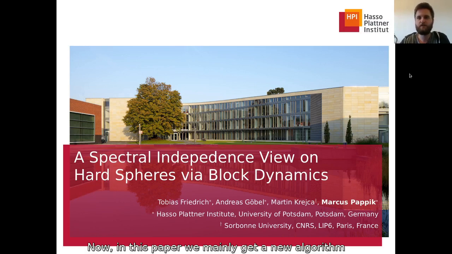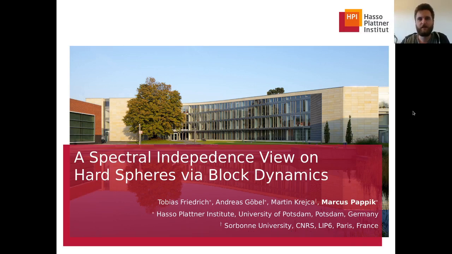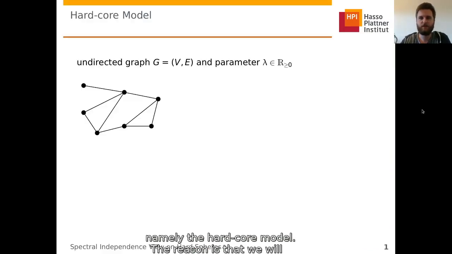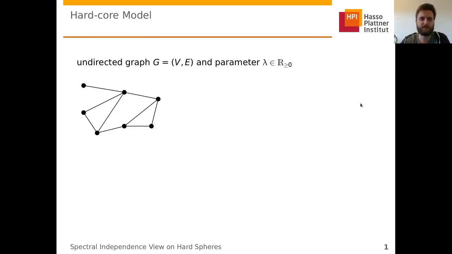Now, in this paper, we mainly get a new algorithm for approximating the so-called hard sphere model, which is a model from statistical physics. However, before we look into this model, I would like to start with a slightly different model, namely the hard core model. The reason is that we will need this model later on, and it's usually more intuitive for computer scientists.